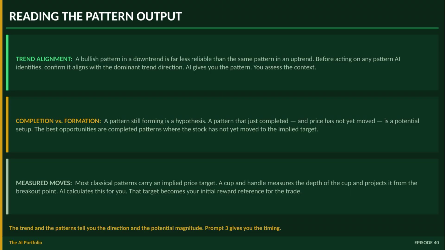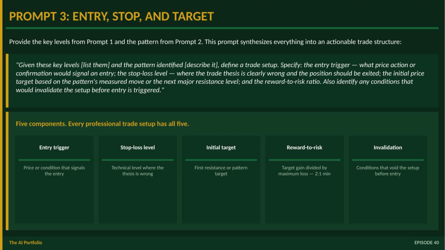exited. The initial price target based on the pattern's measured move or the next major resistance level, and the reward to risk ratio of this setup. Also, identify any conditions or events that would invalidate the setup before entry is triggered.